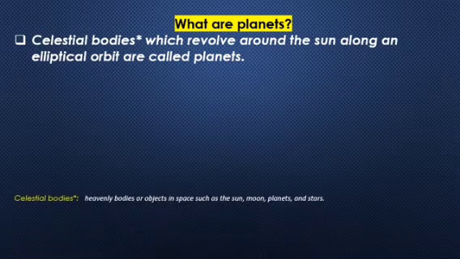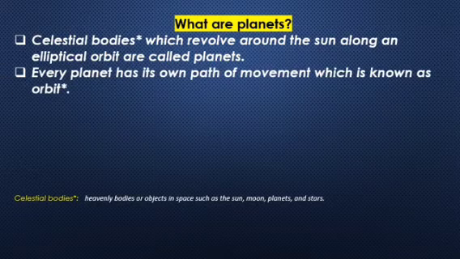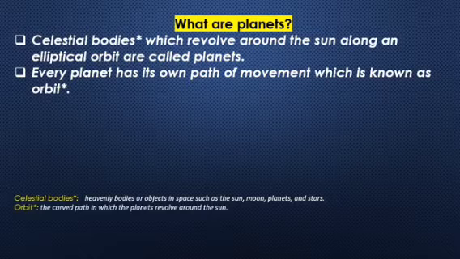Celestial bodies are nothing but heavenly bodies or objects in space such as sun, moon, planets and stars. Every planet has its own path of movement which is known as orbit. Orbit is the curved path in which the planets revolve around the sun.